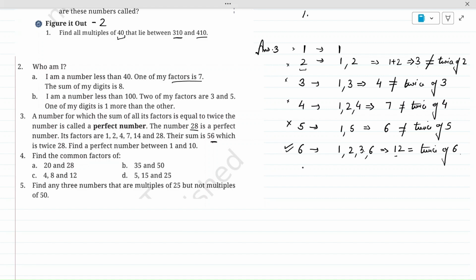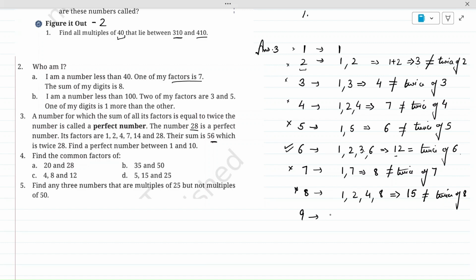Now let's take 7. For 7, we will get 1 and 7. The sum is 8, which is again not equal to twice of 7. So this is also not a perfect number. Going to 8, we have 1, 2, 4 and 8. Let's add them. 8 plus 4 is 12. 12 plus 2, 14 and 1, 15. Again, 15 is not twice of 8. So it is also not a perfect number.